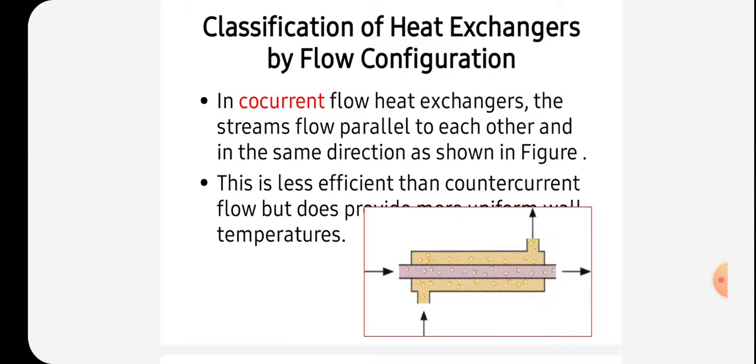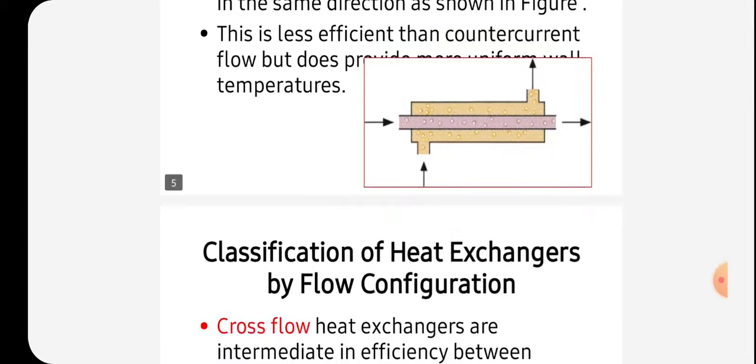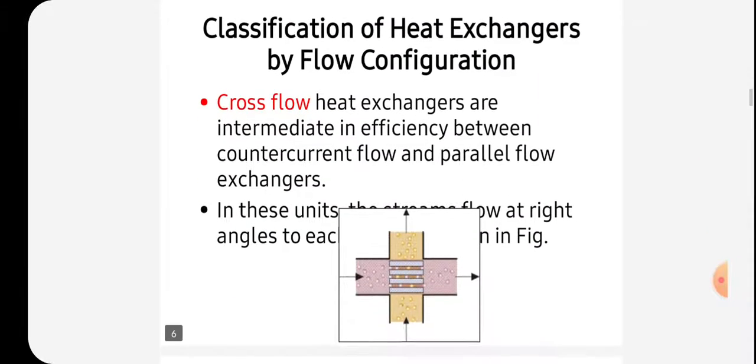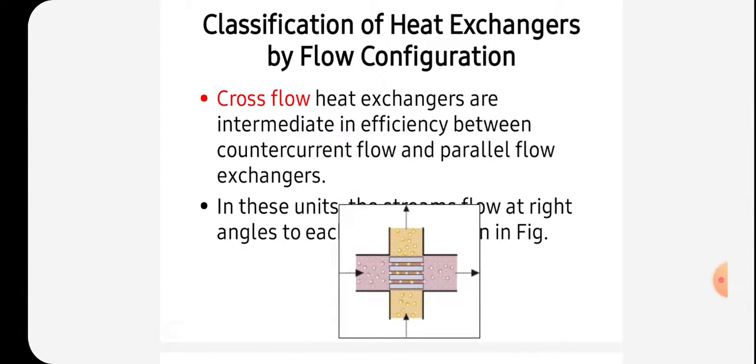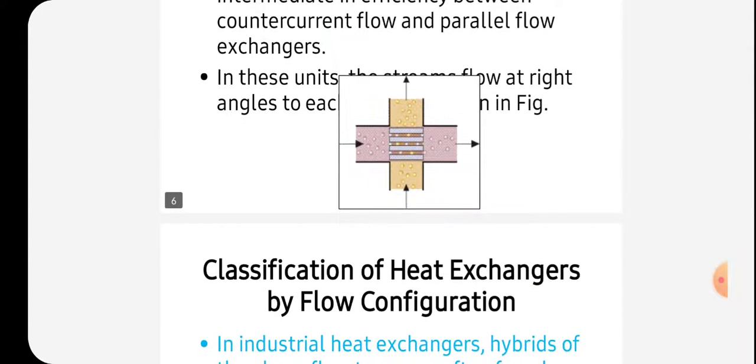Then co-current flow. In a co-current flow heat exchanger, the streams flow parallel to each other and in the same direction, as shown in the figure. Next is the cross flow heat exchanger. Cross flow heat exchangers are intermediate in efficiency between counter current flow and parallel flow. In this unit, both the flows cross each other, so it is a cross flow heat exchanger.